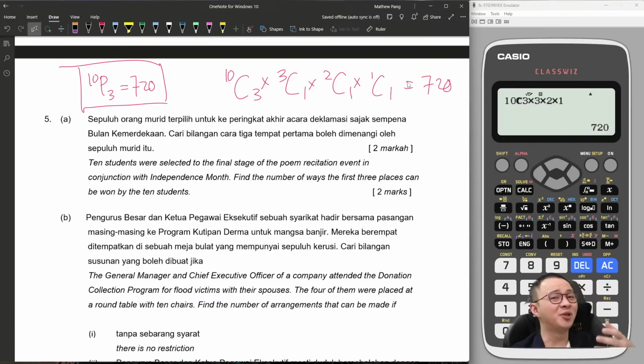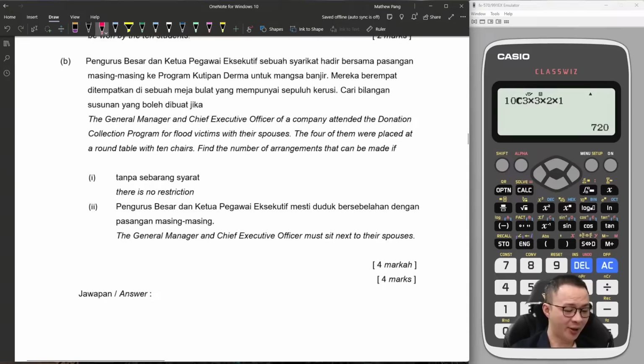Basically, 10 students, I randomly choose 3 of them. Then from the 3 there, I select 1 for the first prize. Then from the 2 there, I select 1 for the second prize. Then the last one is for the third prize. Yeah, I hope it makes sense to you. Anyway, as long as you get 720, you are fine. Okay, B.